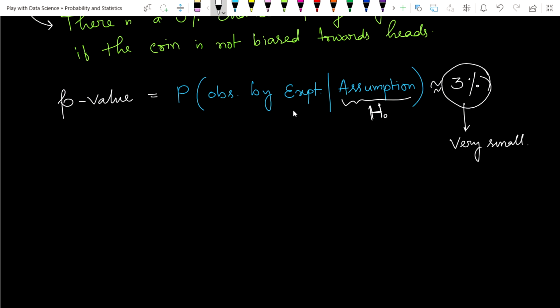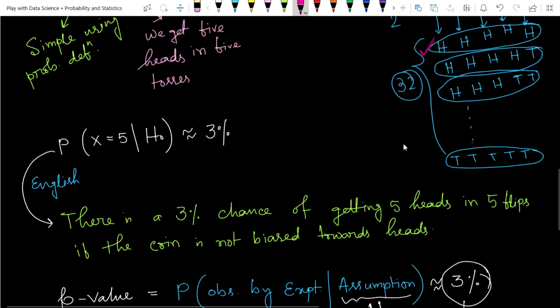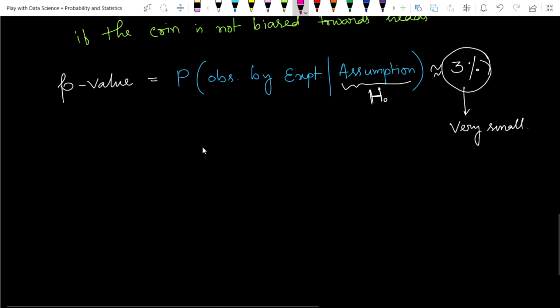In general, the rule of thumb is that if the p-value we have calculated from that example is less than 5%, then we reject this hypothesis. That is the rule of thumb, typically.